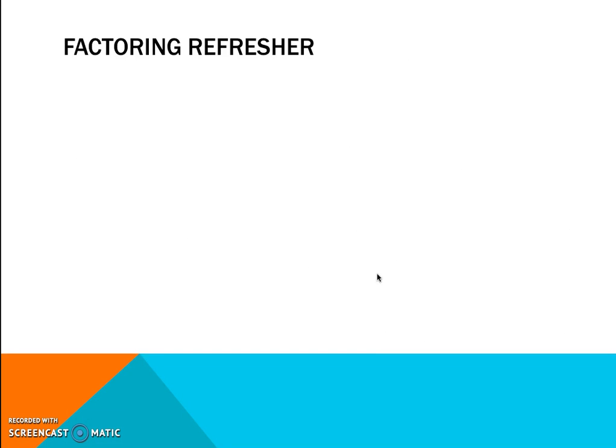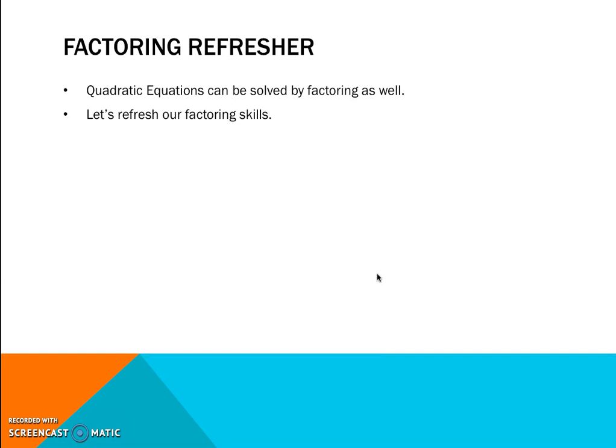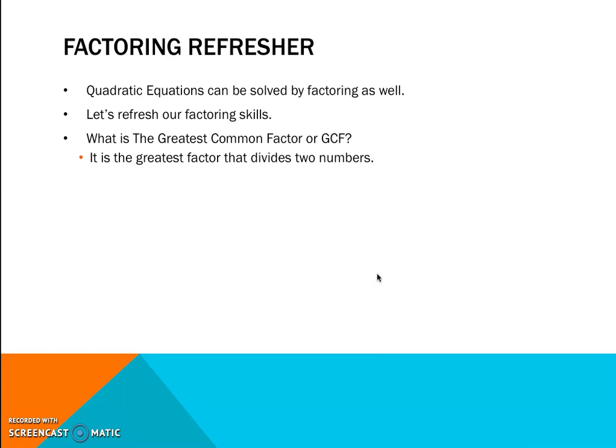Now we're going to do a factoring refresher. This should be a review for you from Algebra 1. Quadratic equations can be solved by factoring as well, so let's refresh our factoring skills. What is the greatest common factor, or GCF? The GCF is the greatest factor that divides two numbers.